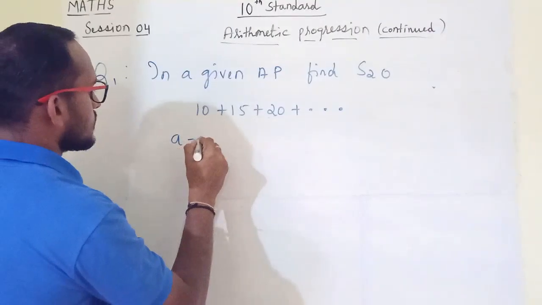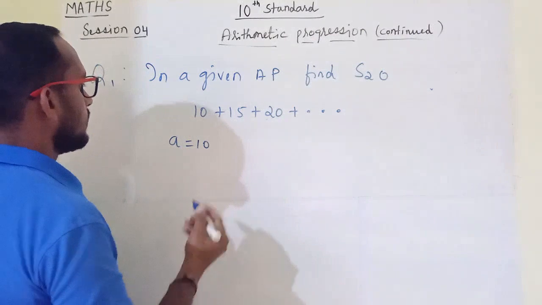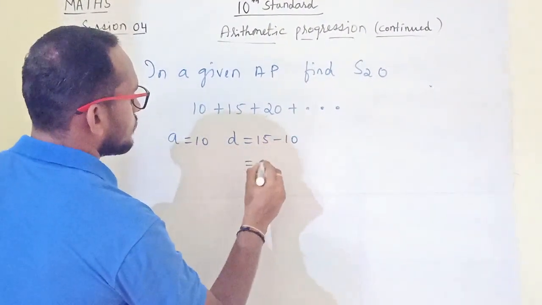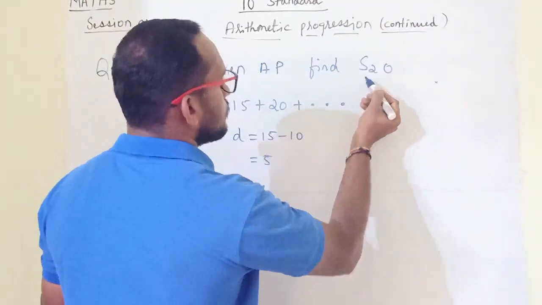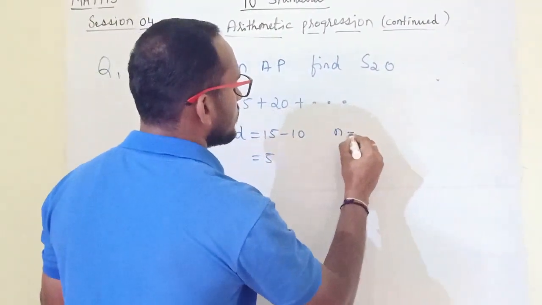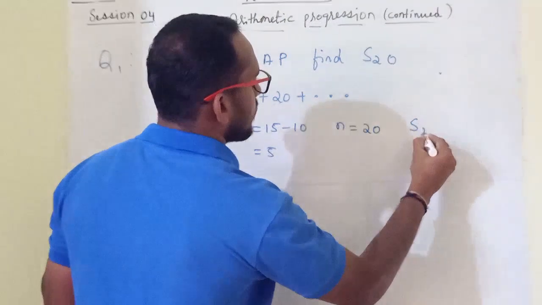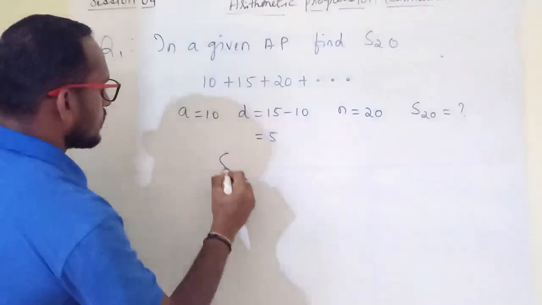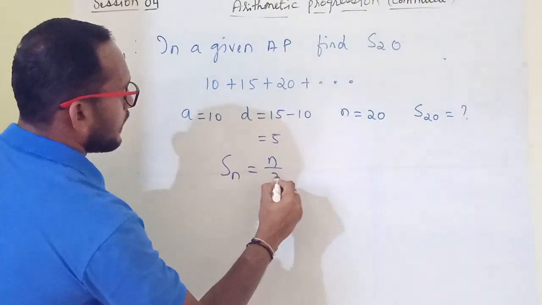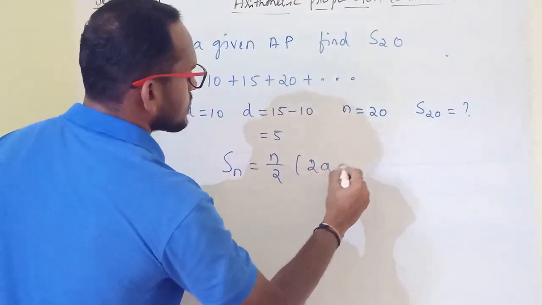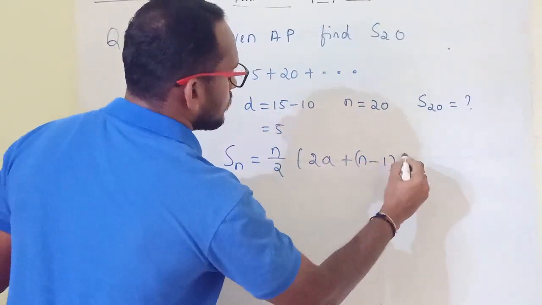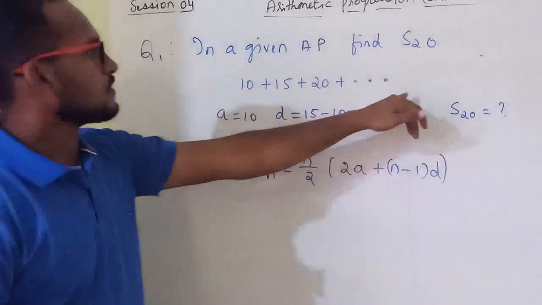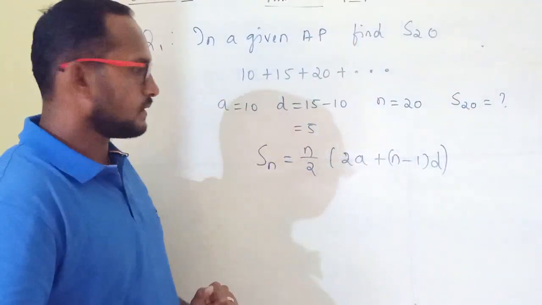As you know, a is the first term and d is the common difference, so a is equal to 10 and d is equal to 15 minus 10, that is 5. Since you want to find S20, n is equal to 20. The solution is very simple. Sn is equal to n by 2 times (2a plus (n minus 1) into d). This is the formula I'm using. There was one more formula, but the last term has not been given, so you can't use it for this one.